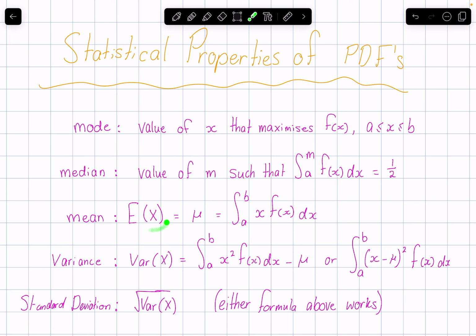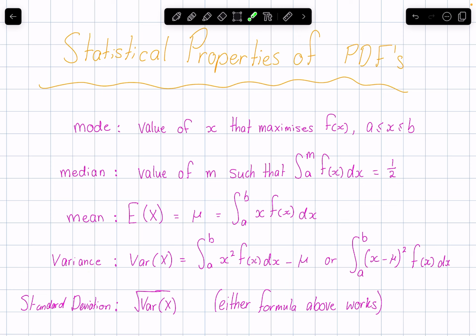The mean, the expected value of x, or mu, is the integral from a to b of x times f of x dx. And we'll look at what we do when we see that, because often it gets a little bit tricky, but we're going to just distribute that. But we'll look at that in a moment.